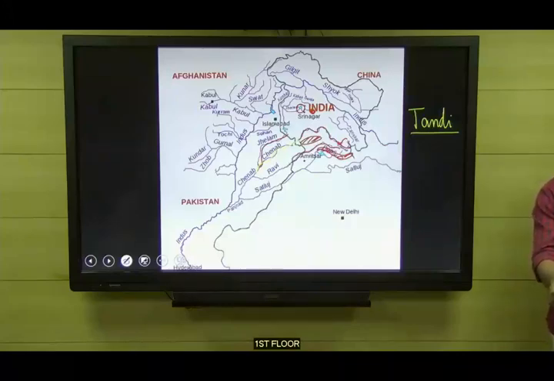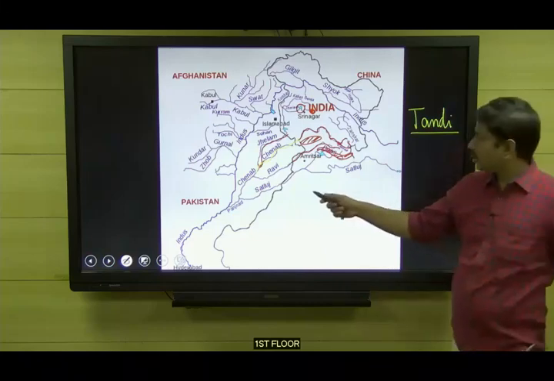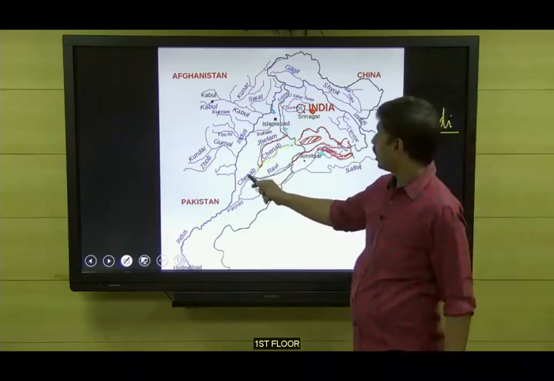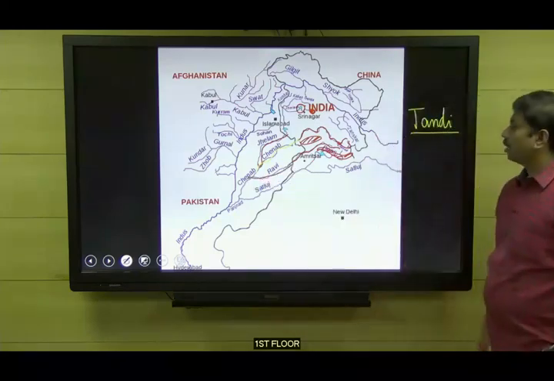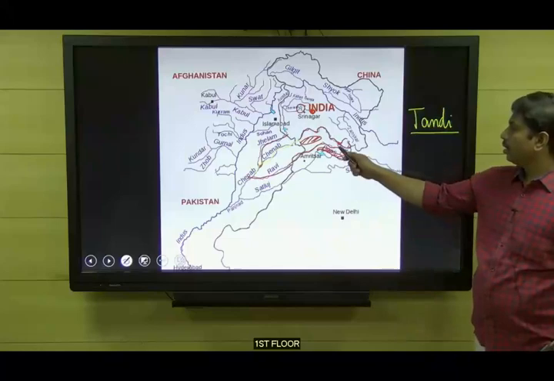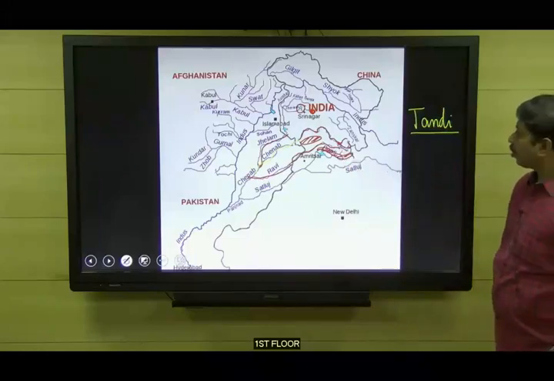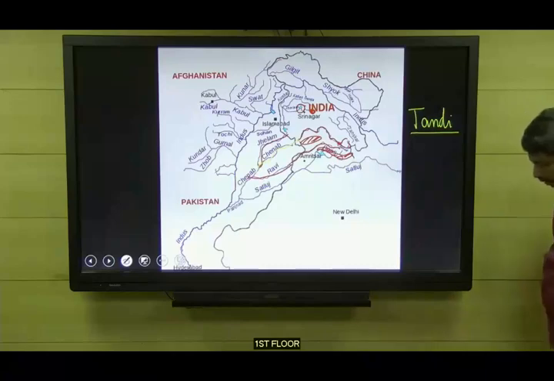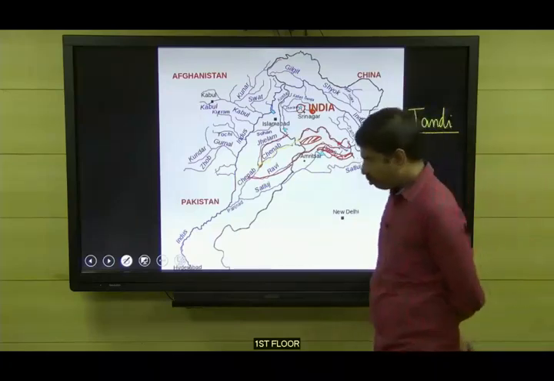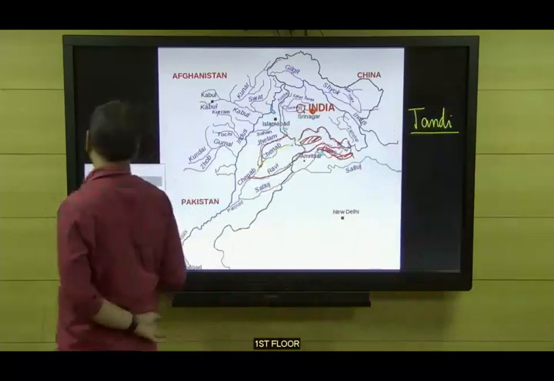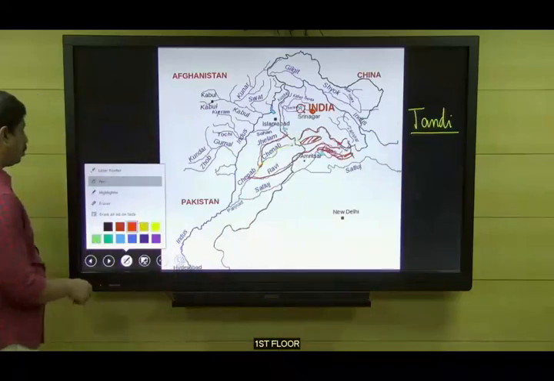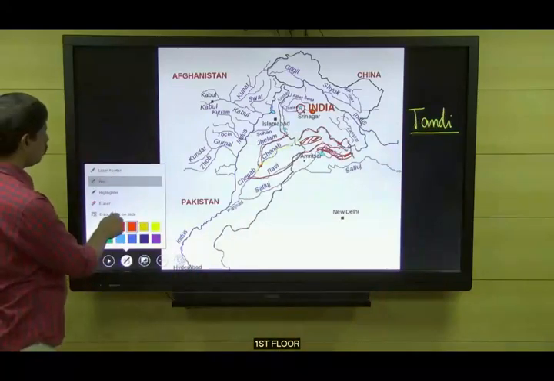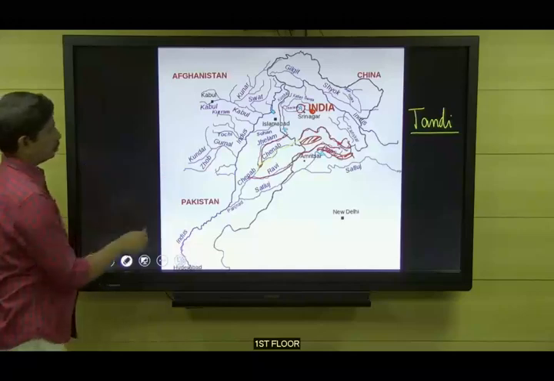Okay, so, and then it enters into Pakistan and drains into Chenab again. Regarding Ravi, it originates near Rohtang Pass and flows in between Pir Panjal and Dauladar and drains the valley of Pir Panjal and Dauladar, and then flows into Pakistan and drains into Chenab.